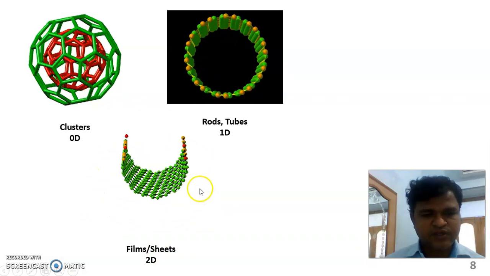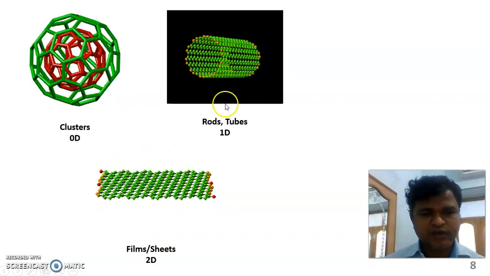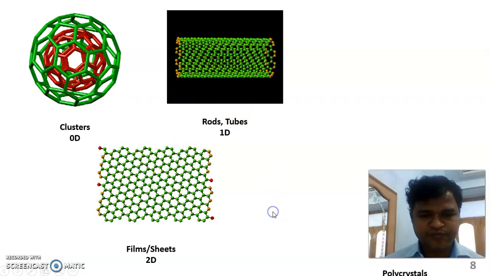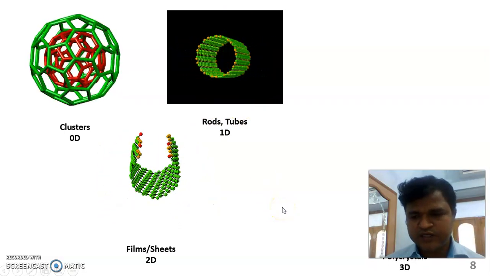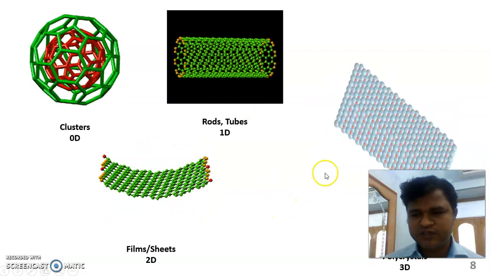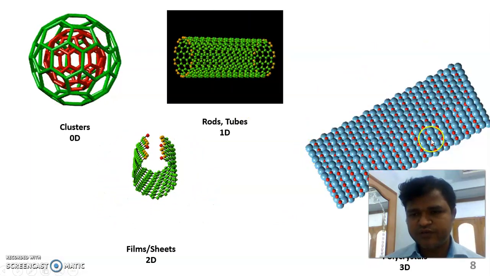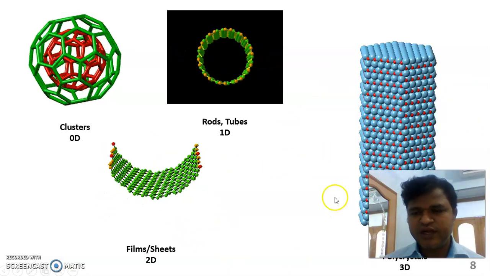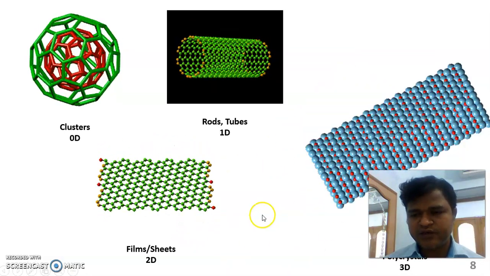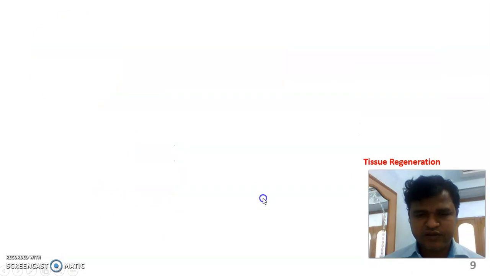Sheets are 2 dimension materials. This sheet can also be converted into tubes easily. The last one, polycrystallines, are box-like materials. See, this is the box-like material. This is known as 3D or 3 dimension nanomaterials. Next, move.